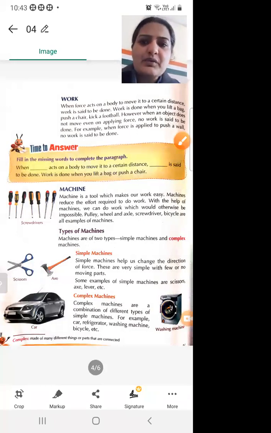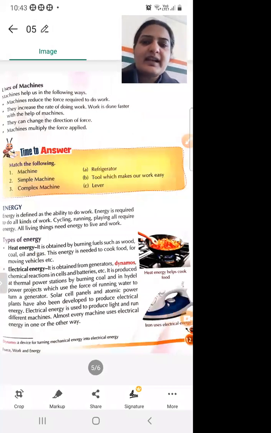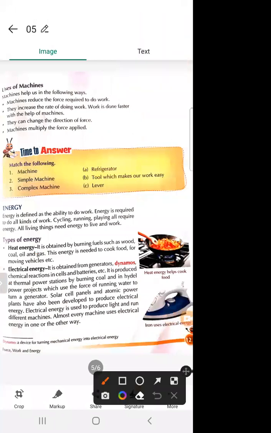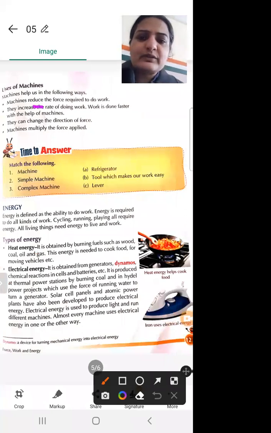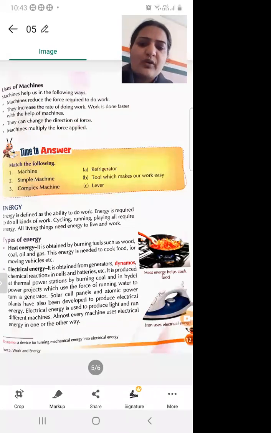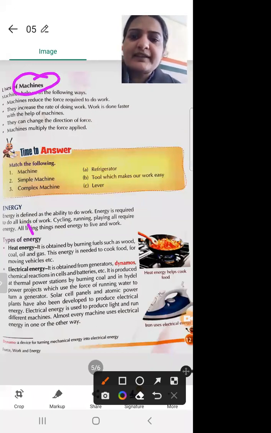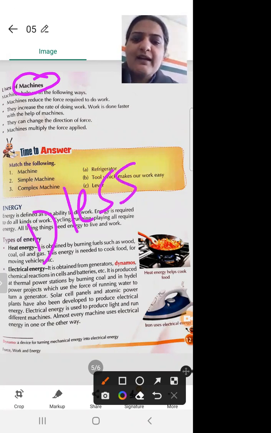So you have to learn the types of machine. And what are the uses of machine? First, it reduces the force. Next, it changes the direction of force. And next, it multiplies the force applied. So you have to learn what the uses of machine are. First, it reduces the force.